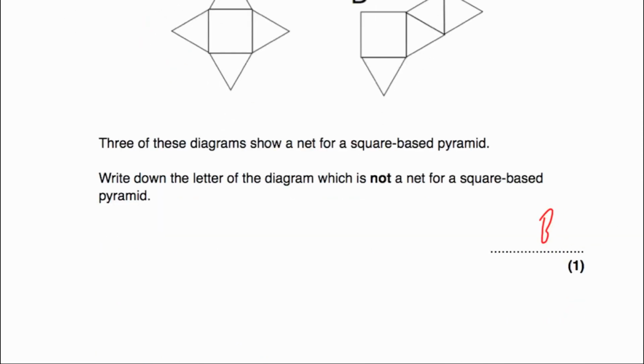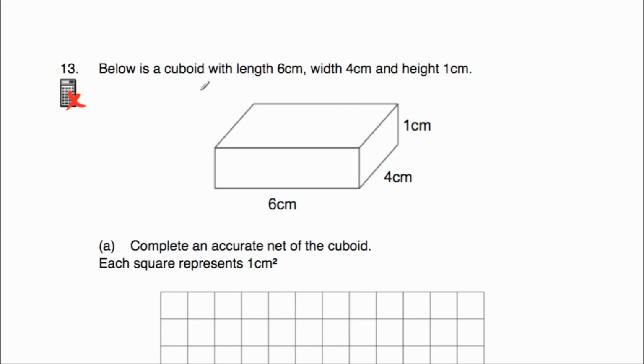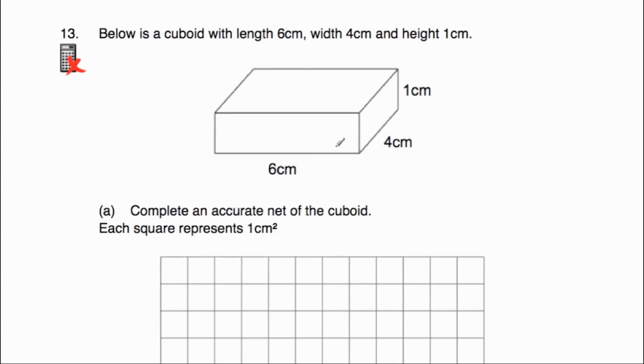Okay, let's have a look at our next question. So question number 13. Question number 13 says, below is a cuboid with length 6 centimeters, width 4 centimeters, and height 1 centimeter. And we've been asked to complete an accurate net of the cuboid, and each square represents 1 centimeter squared. So in other words, this is 1 centimeter by 1 centimeter. So we need to draw this cuboid. So it's going to have a base of 6 centimeters by 4 centimeters.